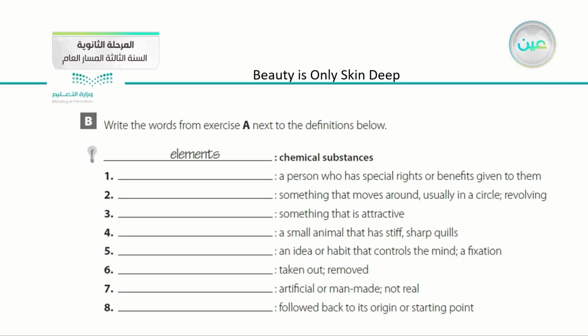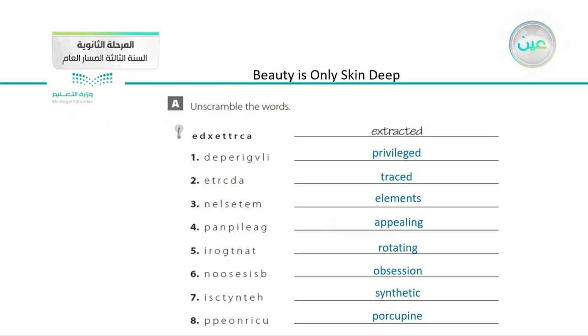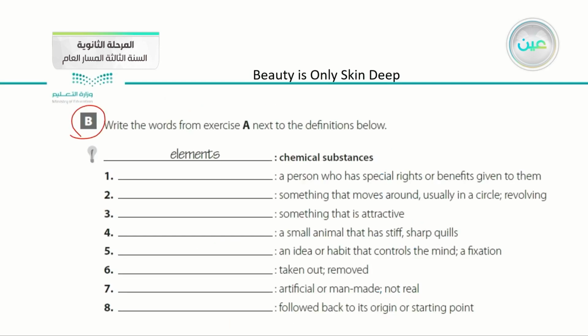Now let's go to exercise B. Write the words from exercise A next to the definitions below. In the previous exercise, we have here 8 words on the right side. I want you to take these 8 words and put them with their correct definitions. We have definitions here on this side.